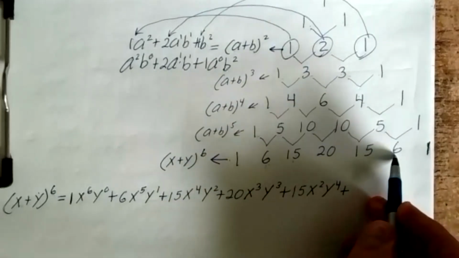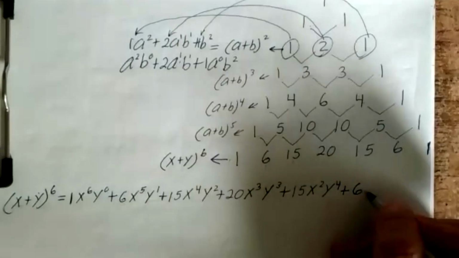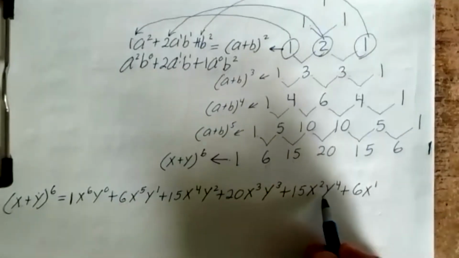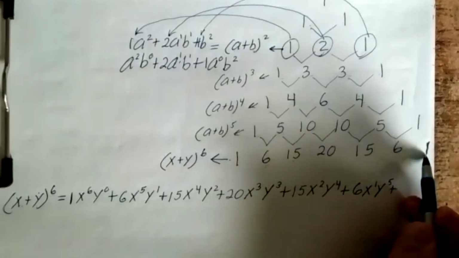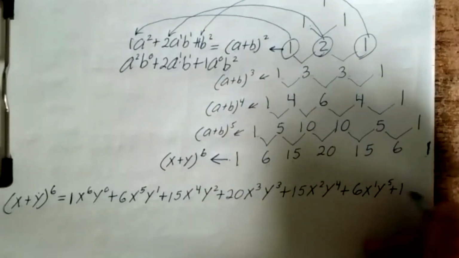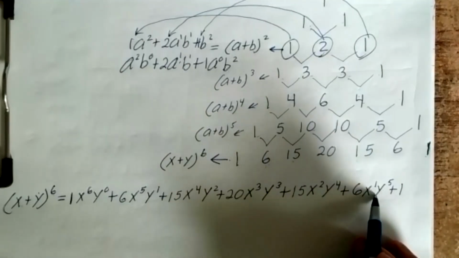Plus, the next coefficient is 6 over here. X's power decreases by 1 down to x to the 1st. Y's power increases to y to the 5th. Plus, finally, 1 is the last coefficient. X's power is now down to the 0th power. X to the 0th power is 1. Y's power increases to 6.